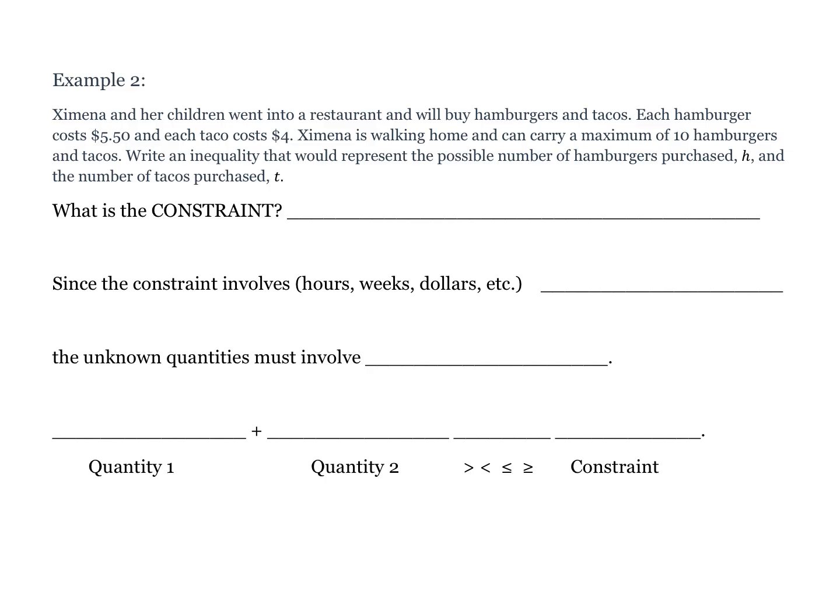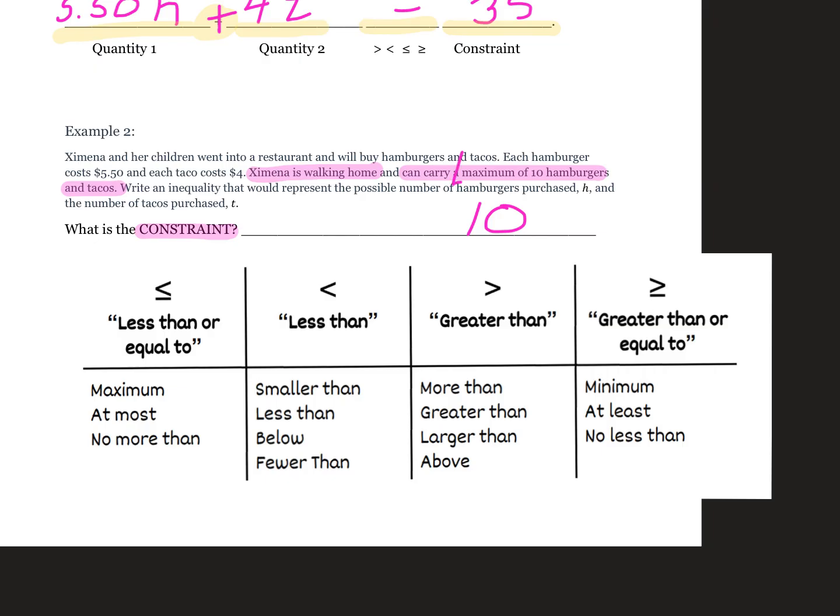In example number 2, we have the same story. Jimena and her children are still going to a restaurant, but this time the constraint is a little different. It says Jimena is walking home and can carry a maximum of 10 hamburgers and tacos. So this time the limitation is 10, and she can carry a maximum of 10 hamburgers and tacos.